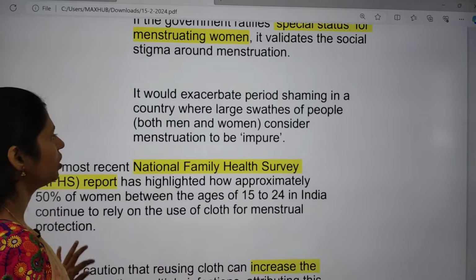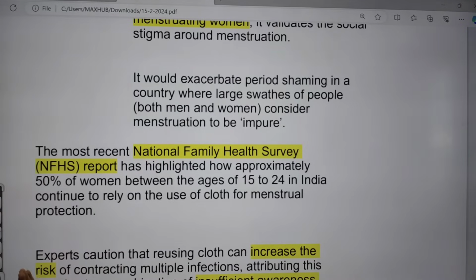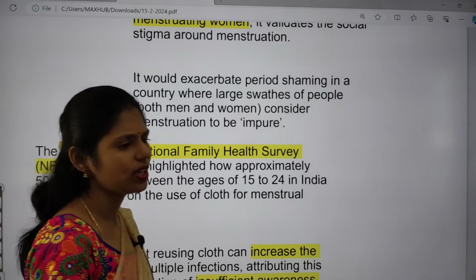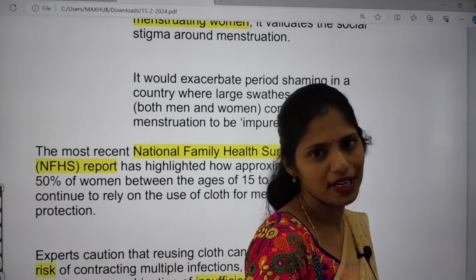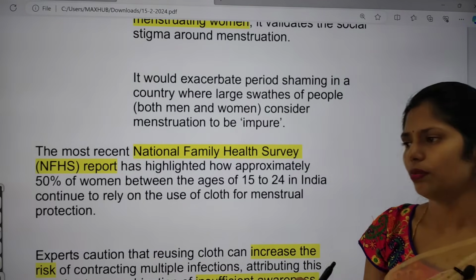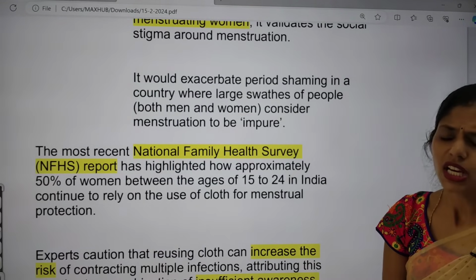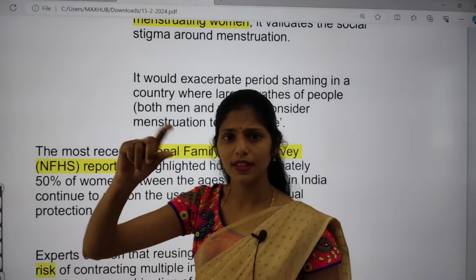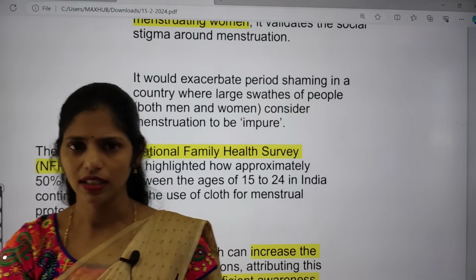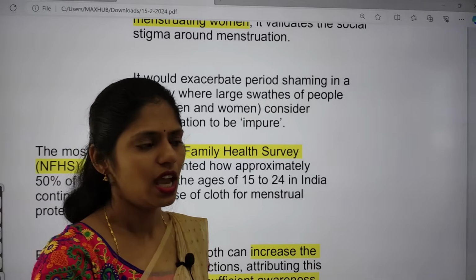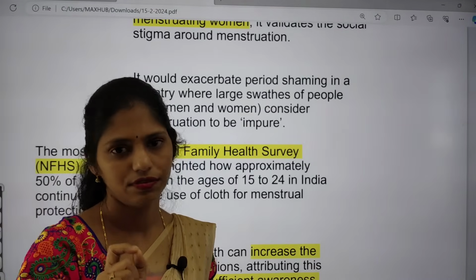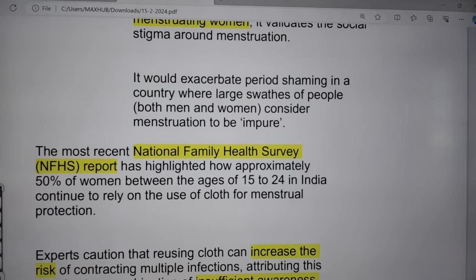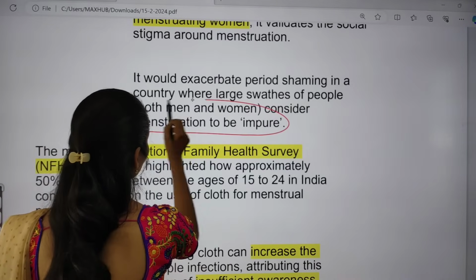It would also exacerbate period shaming in the country, where large swaths of people consider menstruation to be impure. Even now we have this concept of impurity of menstruation. Whenever any girl or woman is menstruating, there are some orthodox societies that will not allow the woman to open the tap or touch anything. They should not touch anything, and they should not cook the food. This concept that menstruation is impure is still going on.